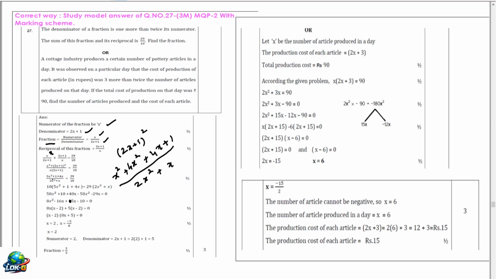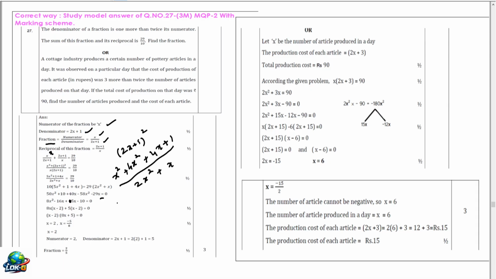Now you can observe in the equation 4x square plus x square is 5x square plus 1 plus 4x over 2x square plus x. Cross multiply: 10 into 5x square plus 1 plus 4x. Take 29, 2x square plus x to the right. Remove the bracket, 10 5s are 50x square. 10 into 1 is 10, 10 4s are 40x, 29 2s are 58x square. Take it to the left, it becomes minus 58x square. Then 29x, take it to the left, it becomes minus 29x.